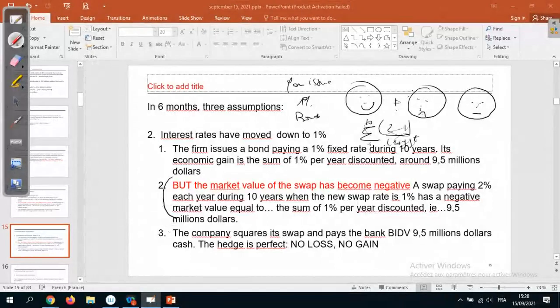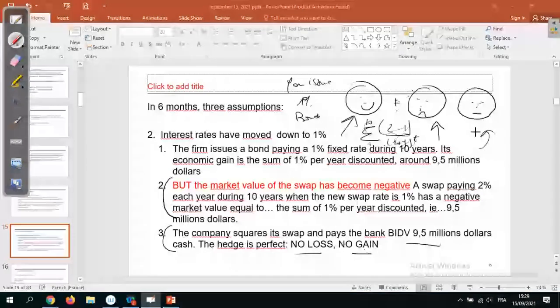The company sells the swap and pays the bank 2 minus 1 discounted times 100 million, which is 9.5 million dollars, and the hedge is perfect. No loss, no gain. In fact, you have a gain on your bond issue, a loss on your swap, and it's zero. So for people who were asking, is it common to do this kind of thing? I tell you, it's common in sophisticated places.